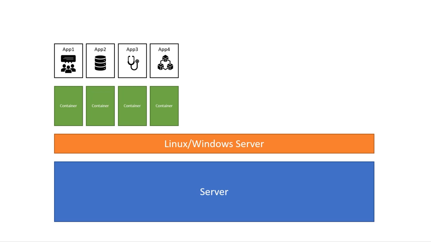Now, in the containers model, we have only one server and one operating system. On top of all of that, we create containers, which are part of the operating system. Finally, inside of those containers, we have our applications. One app per container. How cool is that?